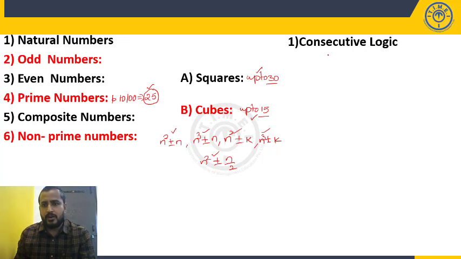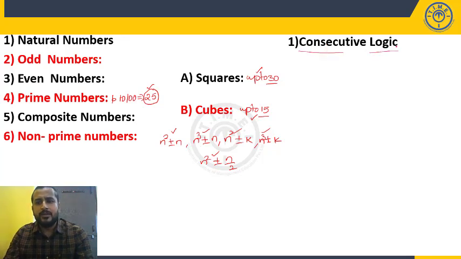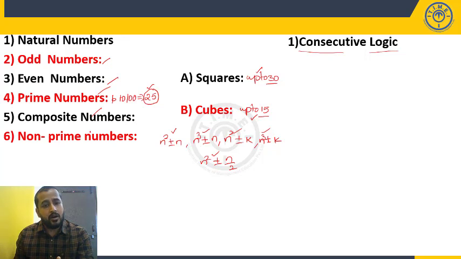Consecutive logic. Consecutive logic is nothing but simple: the numbers themselves follow a specific pattern. It means the numbers given in the series may be directly odd numbers, or directly even numbers, directly prime numbers, composite numbers, or non-prime numbers, or alternate prime numbers, alternate composite numbers. There is a possibility. Please understand how the questions will be made, then you will get a clear idea.